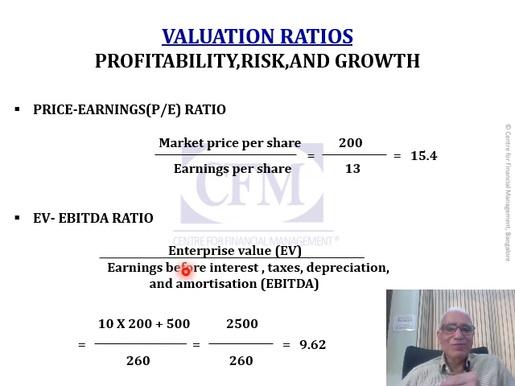Enterprise value is divided by earnings before interest, taxes, depreciation and amortization, or EBITDA. EBITDA for Horizon Limited is 260. So EV to EBITDA ratio is 9.62. This is also a very popular ratio in valuation. In the last few decades, EBITDA has assumed great significance.